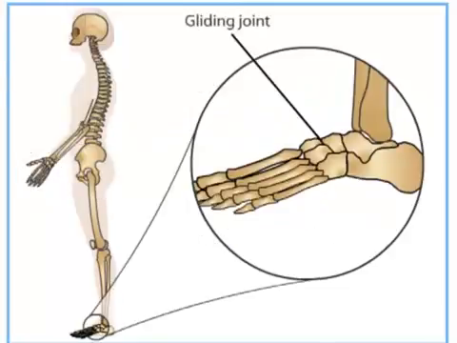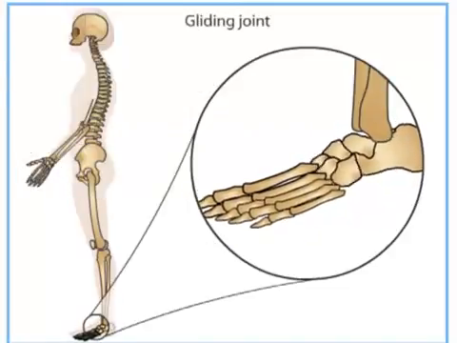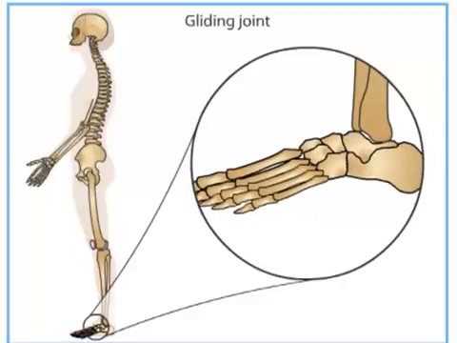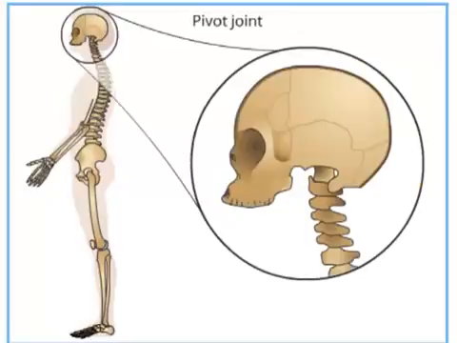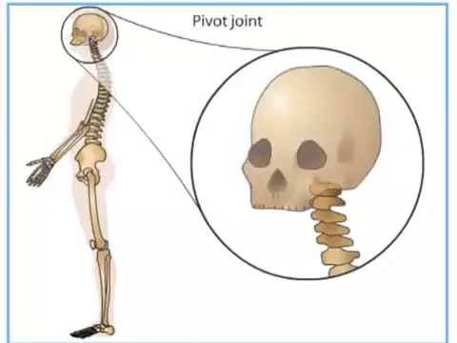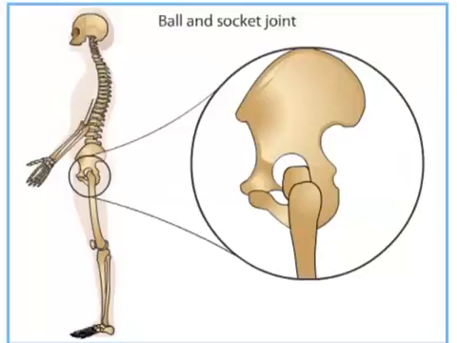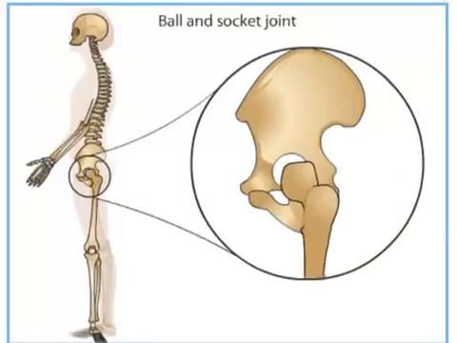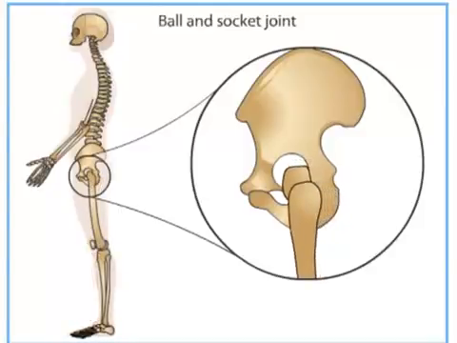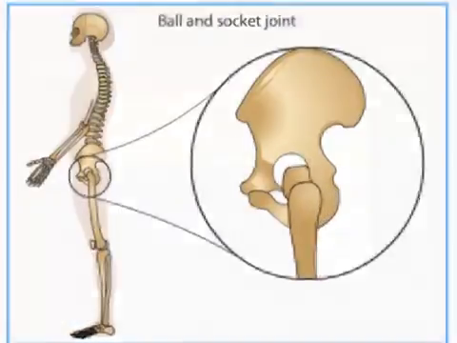Gliding joints allow bones to slide over one another. The joints between the small bones of your foot, which allow your foot to flex when you walk, are gliding joints. The top two vertebrae of your spine form a pivot joint. This joint allows you to turn your head from side to side, such as when shaking your head no. A ball and socket joint, such as the hip joint, enables you to move your leg up, down, forward, and backward, as well as to rotate it in a complete circle.